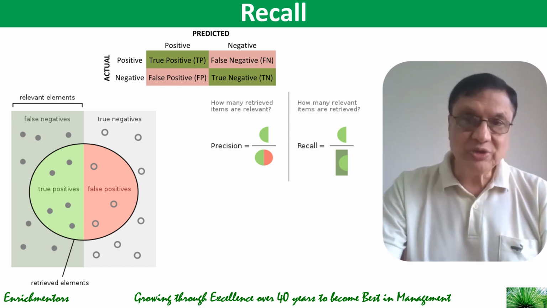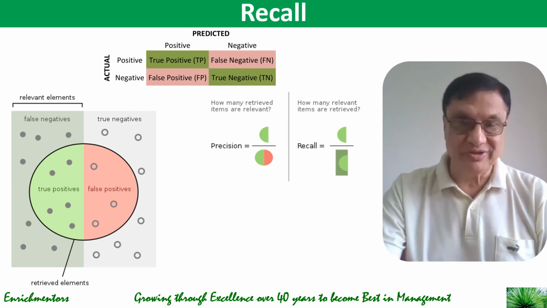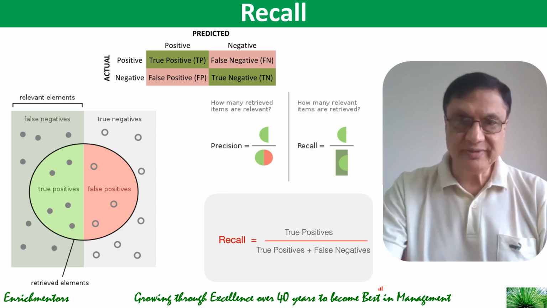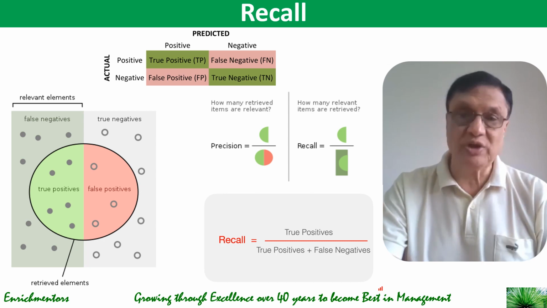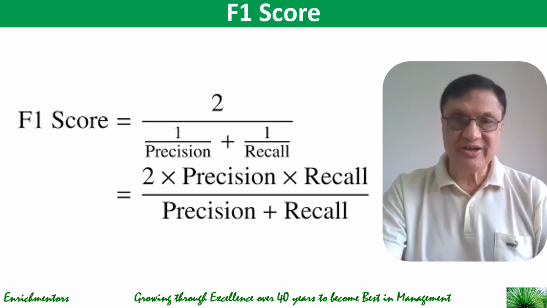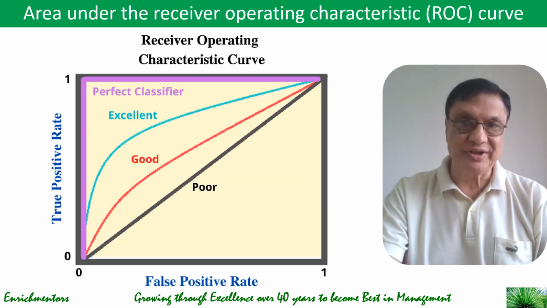And precision, on the other hand, as you see here, is basically true positives over the total numbers here. Then let's take a look: recall is true positives divided by true positives plus false negatives. Then there is something called the F1 score, which is a derivation of precision and recall put together in a formula. So just for your knowledge here.